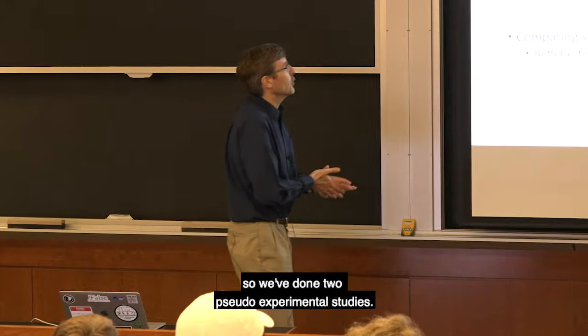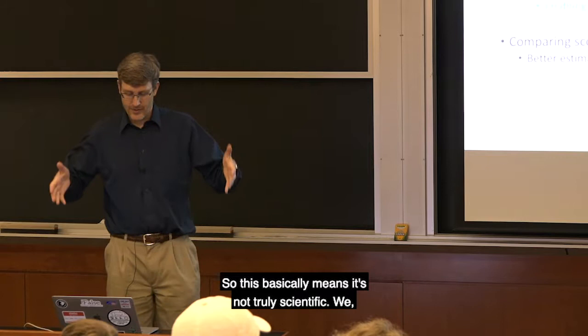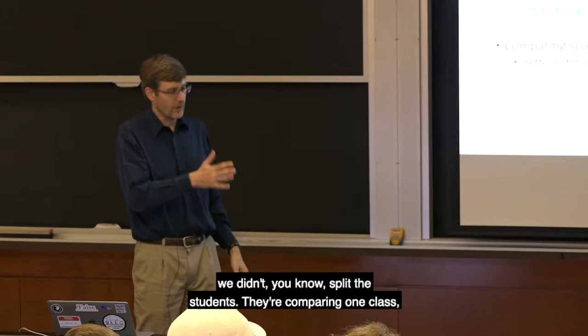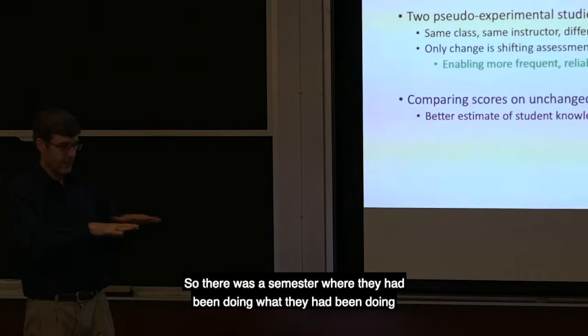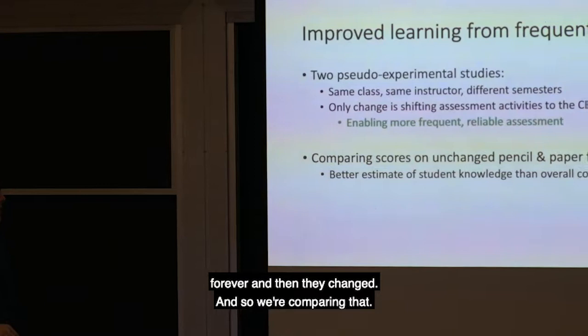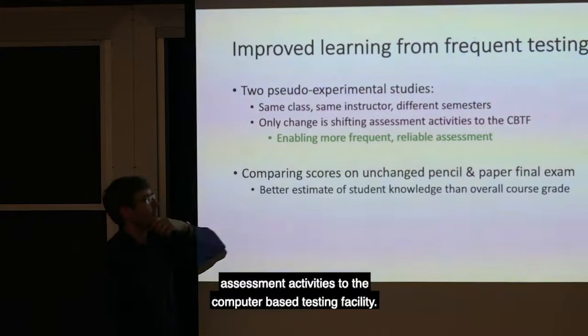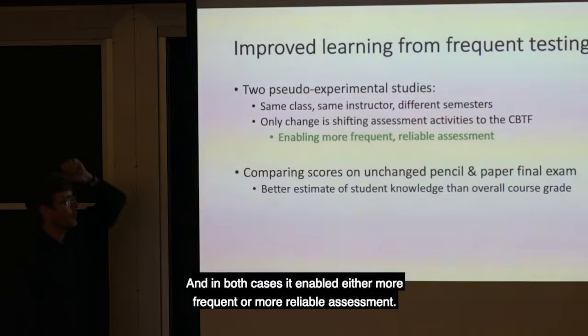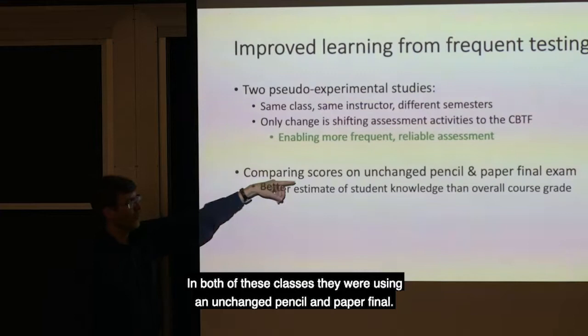So we've done two pseudo-experimental studies. This basically means it's not truly scientific. We didn't split the students. They're comparing one class, same instructor, over two different semesters. There was a semester where they had been doing what they had been doing forever, and then they changed, and we're comparing that. The only change in both of these classes is shifting some of the assessment activities to the computer-based testing facility. In both cases, it enabled either more frequent or more reliable assessment. In both of these classes, they were using an unchanged pencil and paper final.